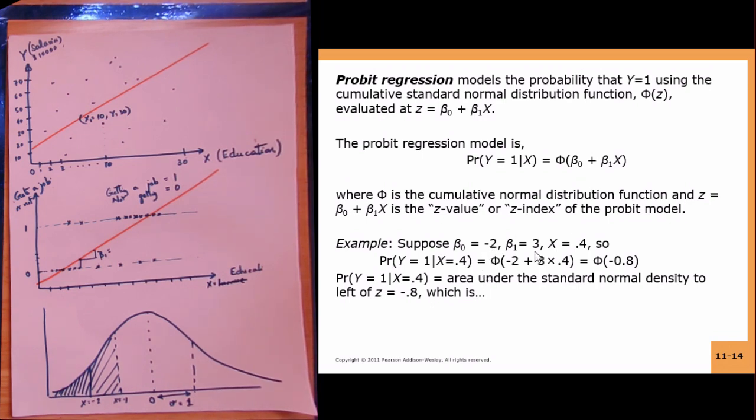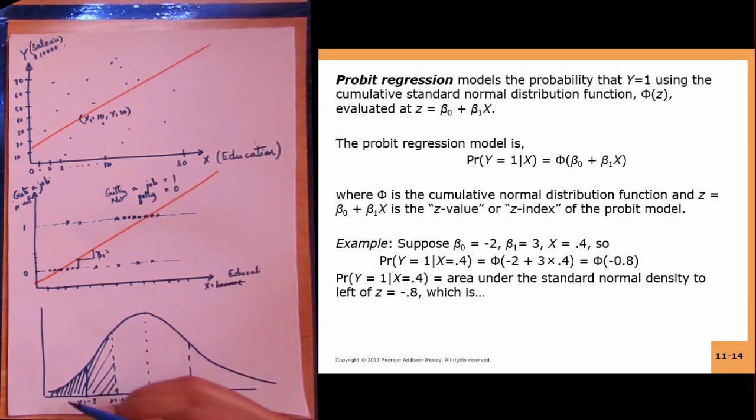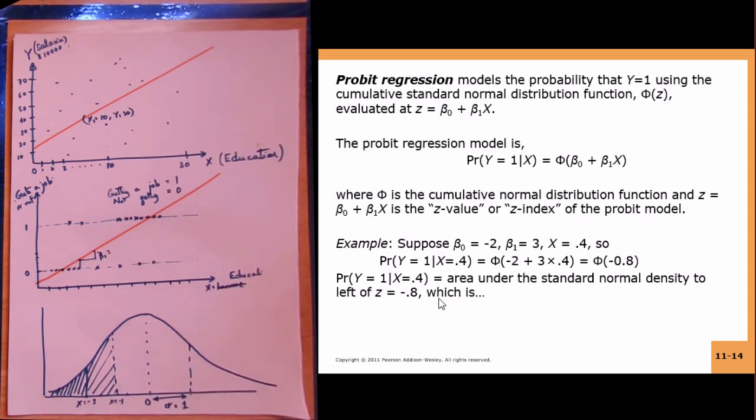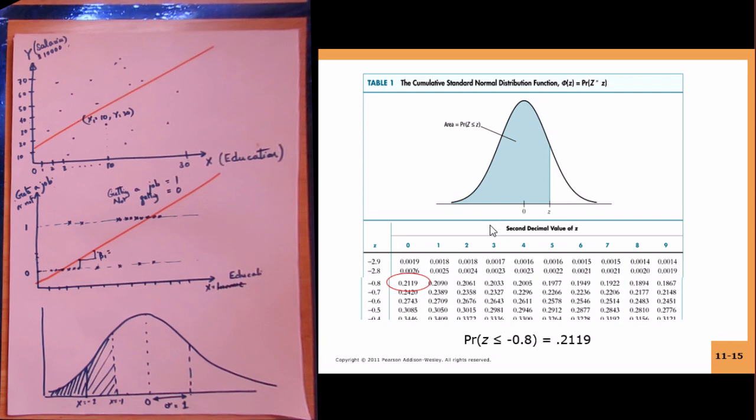Suppose your beta 0 is minus 2, beta 1 is 3, and x is equal to 0.4. Then your z index is minus 2 plus 3 into 0.4, that is minus 0.8. And phi of that is the cumulative standard normal distribution at minus 0.8, which is the area to the left of minus 0.8. The area under the standard normal density to the left of z equals minus 0.8, you look it up, is 0.2119.